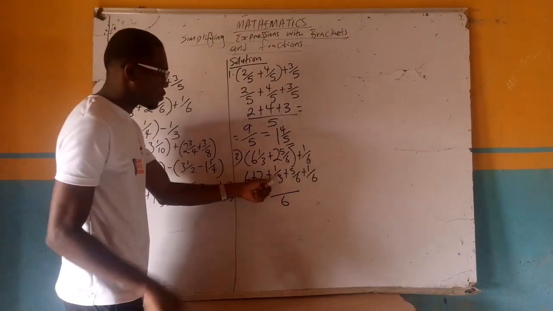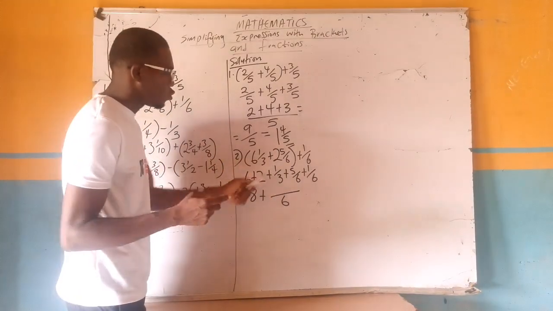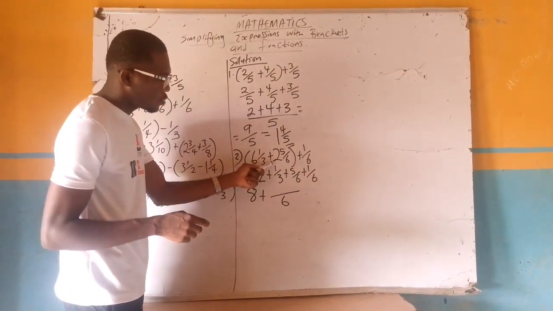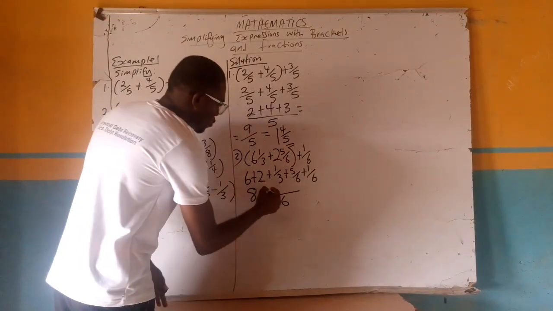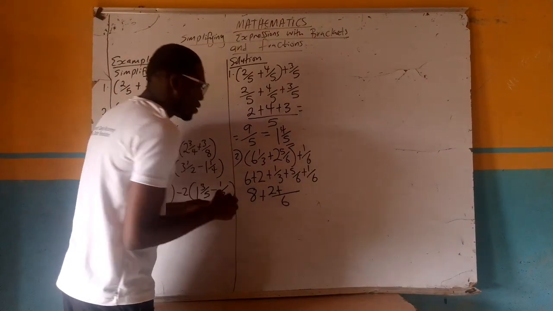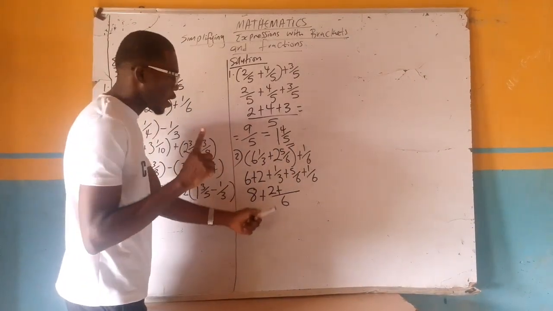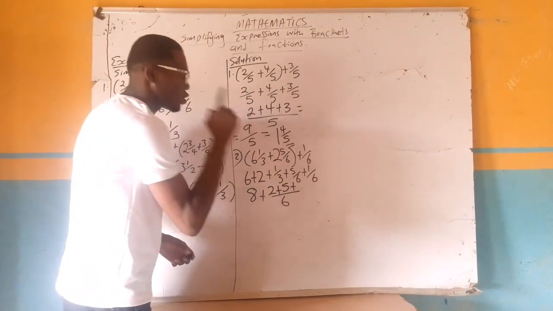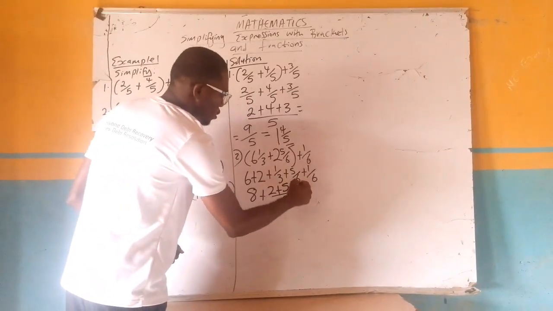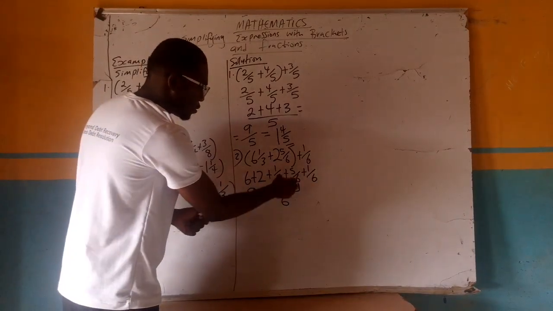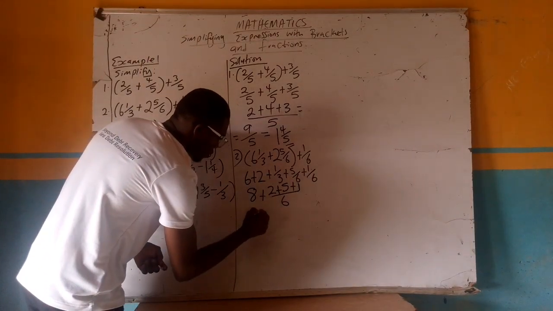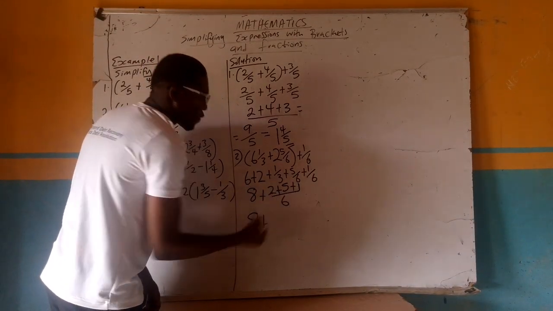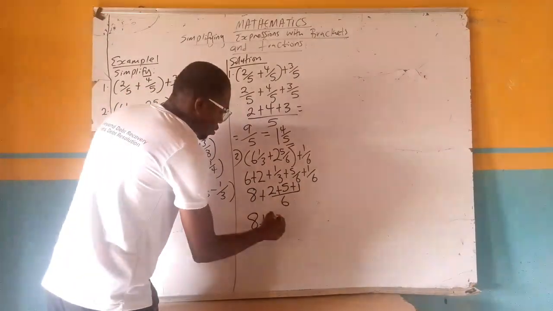So how many 3 can I find in 6? It is 2. You now use the 2 to multiply what? 1. So 2 times 1 will give us 2. Then 6 in 6 is 1. 1 times 5 is 5. Then 6 in 6 is 1. 1 times 1 is 1. So we then add this together. We'll then be having 1 plus 2 plus 5 is 7, plus 1 is what?